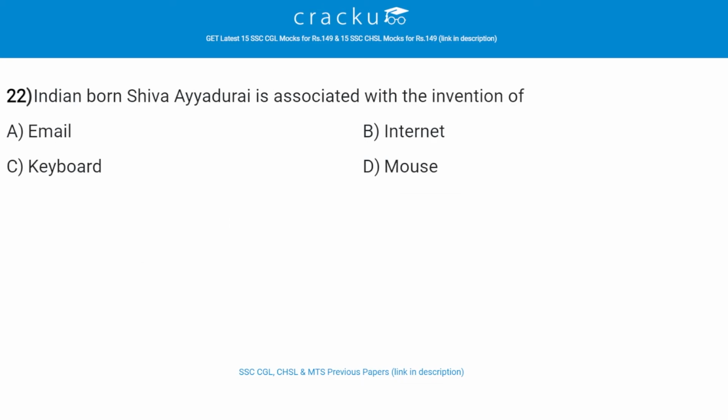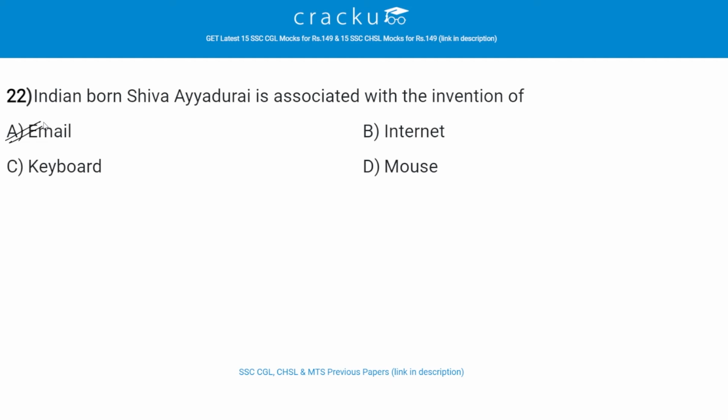Indian born Shiva Ayyadurai is associated with the invention of, the correct answer is A, that is email. So Ayyadurai is notable for his widely disputed claim of being the inventor of email, and his claim is based on an electronic mail software called EMAIL, an implementation of an inter-office email system which he wrote as a 14-year-old student at Livingston High School.